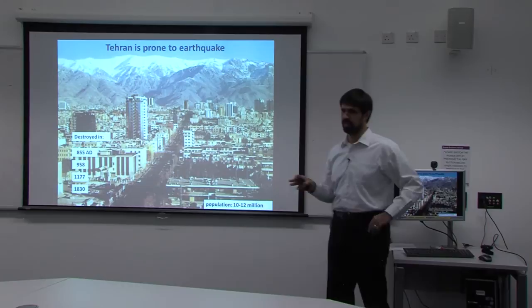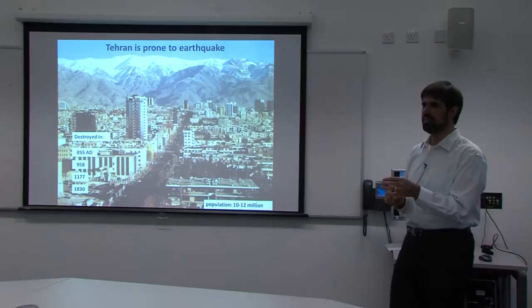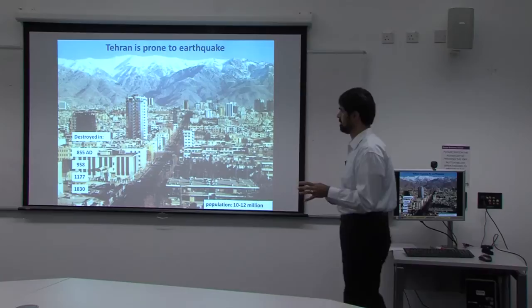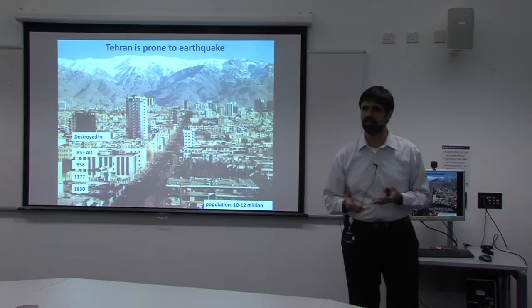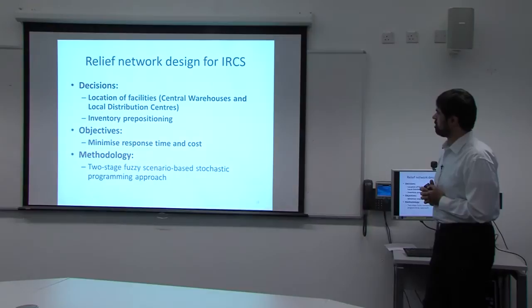At that time, Tehran was not the capital city. It was just a small village with a few thousand population. So the damage and the fatality was not that significant, was not recorded. But now it's home to over 10 million people. So it's a major problem. If an earthquake happens, it'll affect at least this many people. So everybody has something at stake.